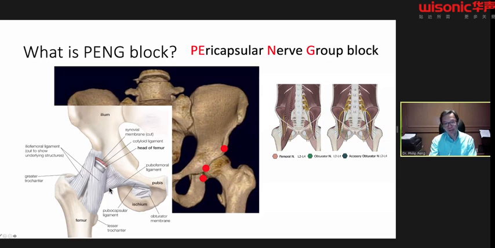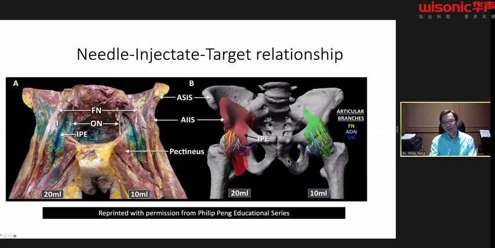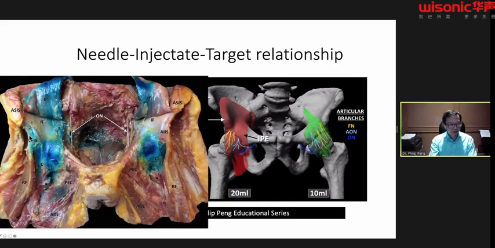So is it true? Well, we have done this. When we inject 10 cc here, no doubt, even if we put 5 cc here, it spreads really well between the AIIS and the iliopubic eminence. But it didn't spread to the medial capsule, and it didn't get the obturator. But when you inject 20 cc, you can see it pretty well. You cover all the nerve group here. This is the AIIS, this is all the dye, and even the medial capsule is all covered.